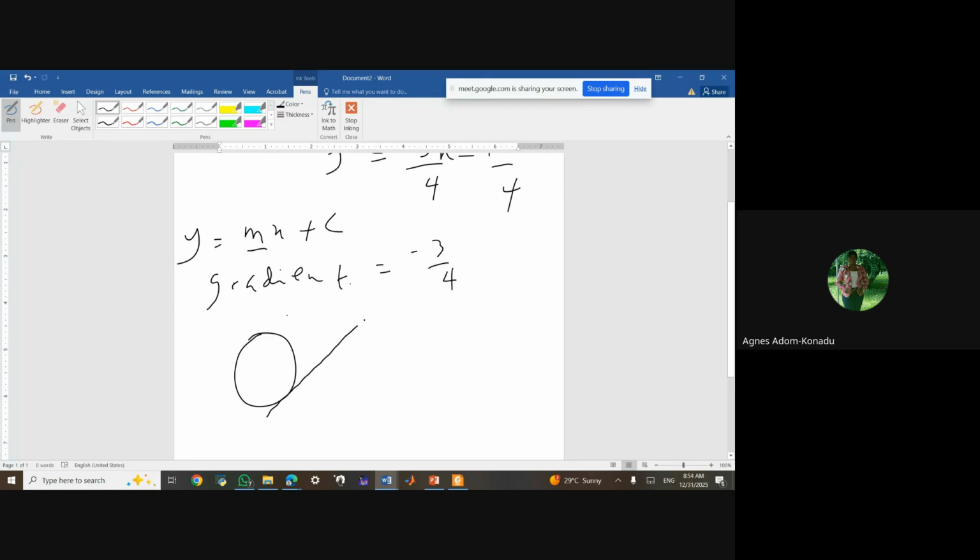So a circle and a tangent. This one has equation 3x plus 4y plus 10 equal to 0, and the gradient is -3/4. We can find the gradient of this line: the gradient of the radius is the negative reciprocal, so the gradient will be 4/3.